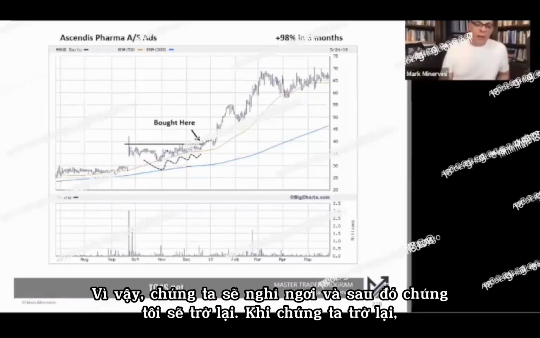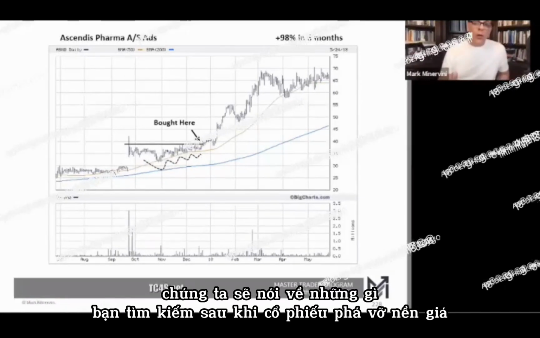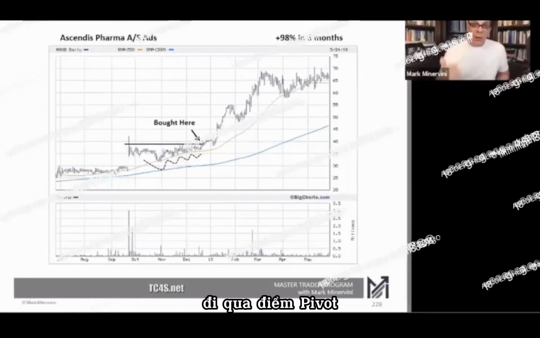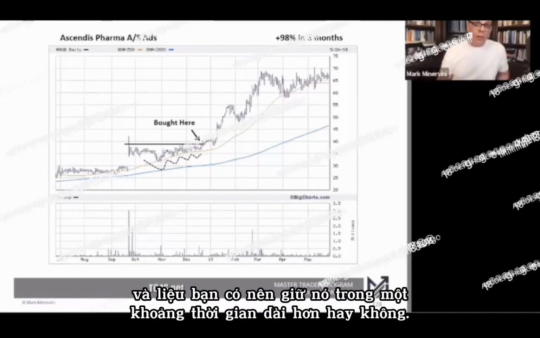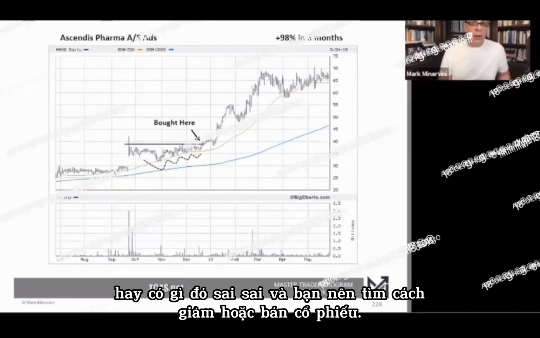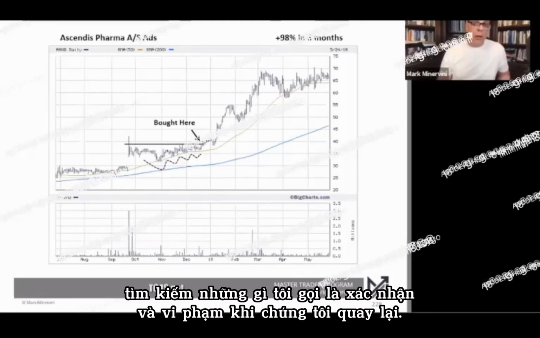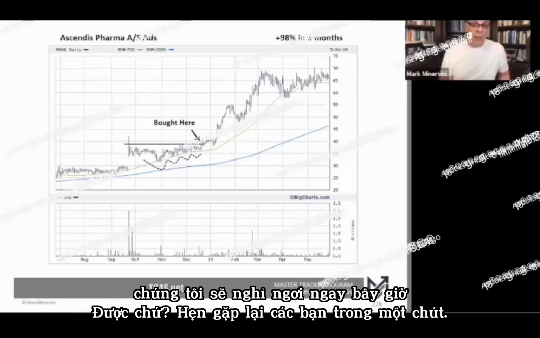So we're going to take a break, and then we'll come back. When we come back, we're going to talk about what you look for after the stock comes out of these bases, goes through the pivot point, and whether you should hold it for a longer period of time, or if something's wrong and you should be looking to reduce or sell the stock, looking for what I call confirmations and violations. When we come back, we're going to take a break right now, though.